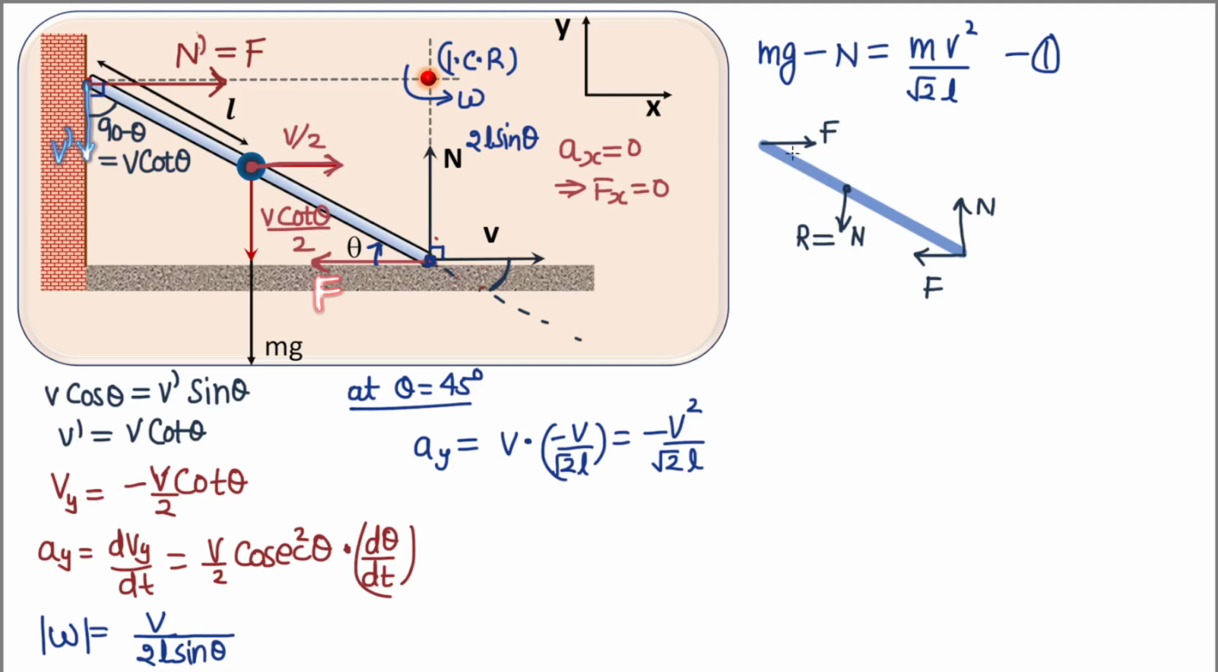And of course on this rod it is in the downward direction, and of course on this bead it will be in the upward direction, right? So now we have determined one value, that is N. So one answer is there. N is equal to mg minus mv square by root 2L. So one answer is there.